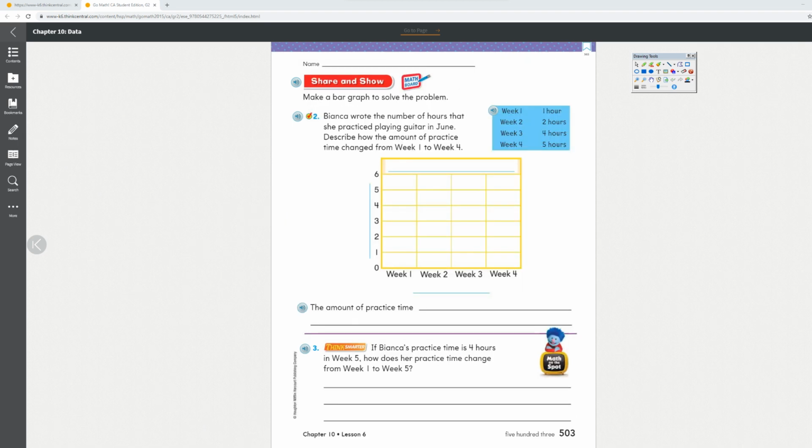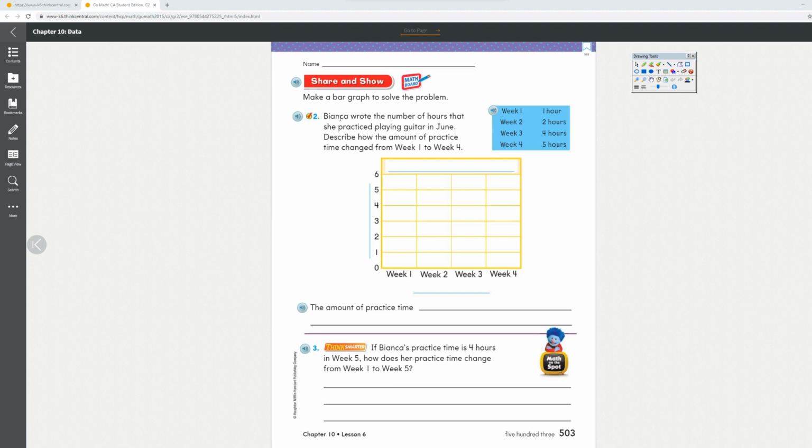Students, we are now on page 503. Make a bar graph to show the problem. So here we're going to do another one just like the previous example. So let's try to do number 2 on our own, and if you need some extra assistance, you can come back to the video and I will go over it with you. So I'm going to go over number 2 with the class now.